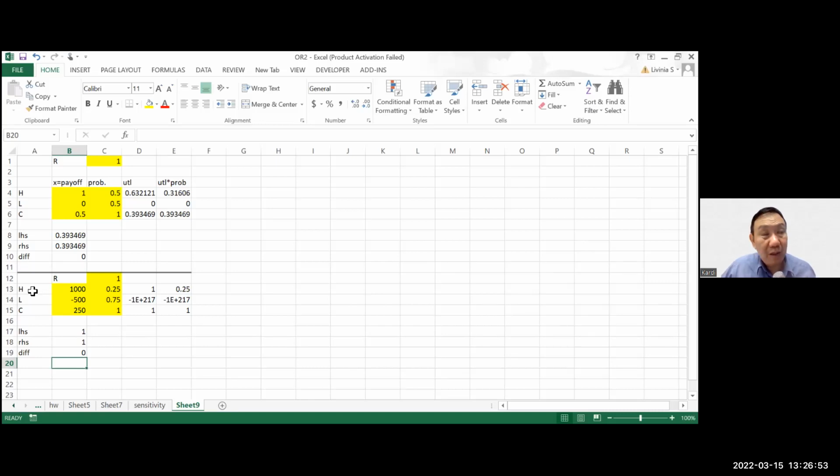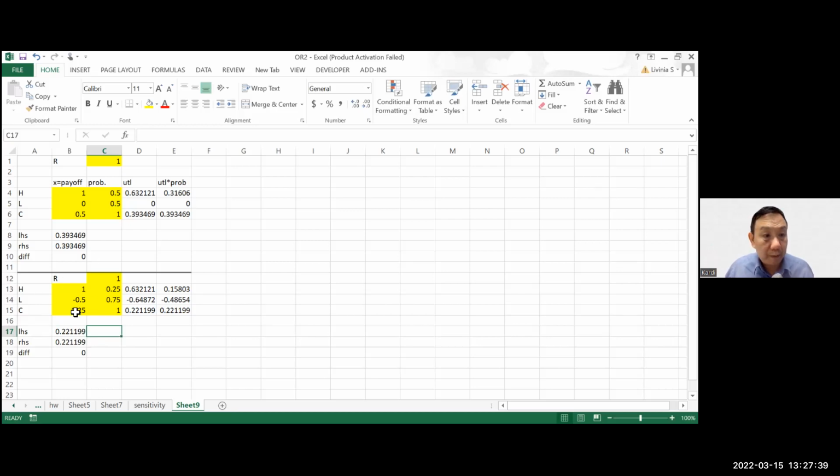So in that case, you need to scale. Why can you scale? Because utility is an ordinal value, monotonic increasing or decreasing, but the actual value is not so important. The order is important. So you scale it down. Instead of 1,000, you divide by 1,000, so it becomes 1. Negative 500 becomes negative 0.5, and 250 becomes 0.25. Now you can use it.